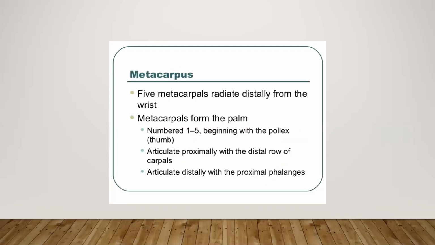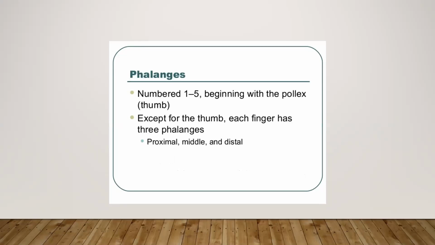5 metacarpals radiate distally from the wrist. Metacarpals form the palm, numbered 1 to 5, beginning with the thumb. I'll show you. They articulate proximally with the distal row of the carpals, and articulate distally with the proximal phalanges. Phalanges are numbered from 1 to 5, beginning with the thumb. Except for the thumb, each finger has 3 phalanges: proximal, middle, and distal, and the thumb only has a proximal and distal. Thus it becomes 14.